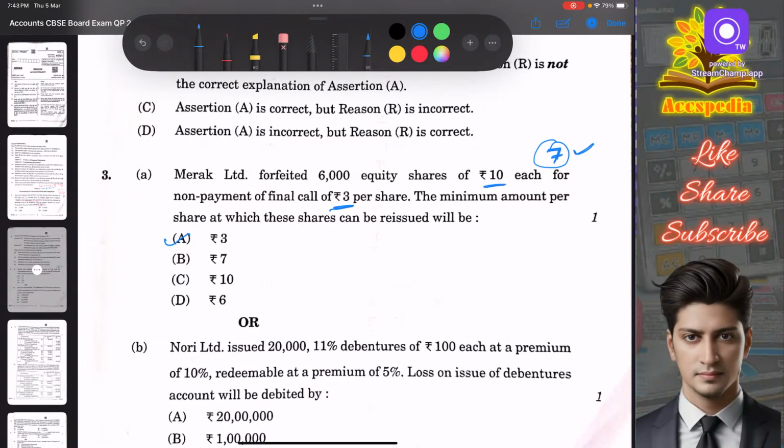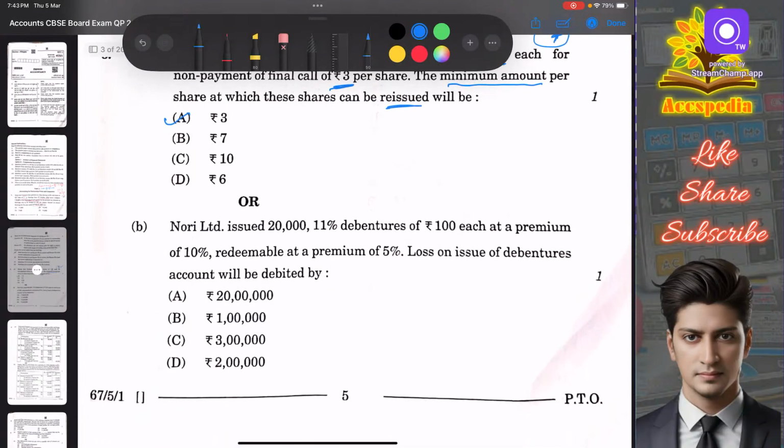That means minimum 3 rupees we have to issue this. They are asking minimum amount at which these shares can be reissued. So minimum 3 only, we cannot go to 2. 2 means it will become 8 rupees discount, which is against the Act. So it's minimum 3. Okay.